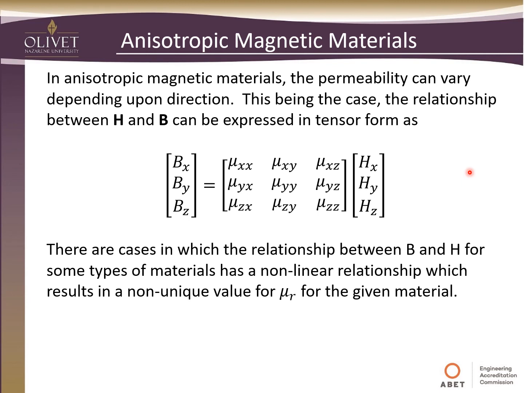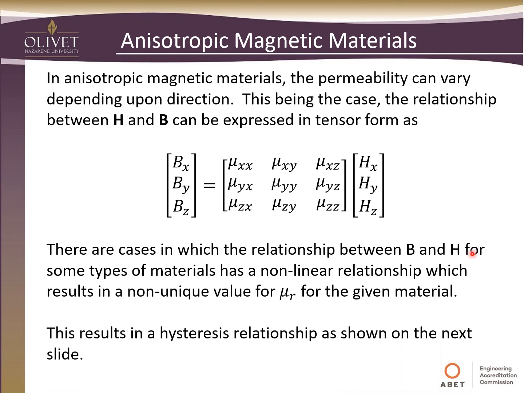So there are cases in which the relationship between the flux density and the magnetic field intensity for some types of materials has a nonlinear relationship. Well, this results then in a non-unique value for the relative permeability for that given material. The result of this then is what we call a hysteresis relationship. And the best way to describe that is to look at it on a graph. So let's look at that.